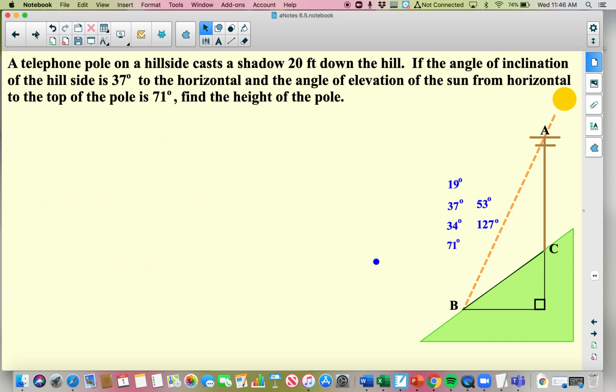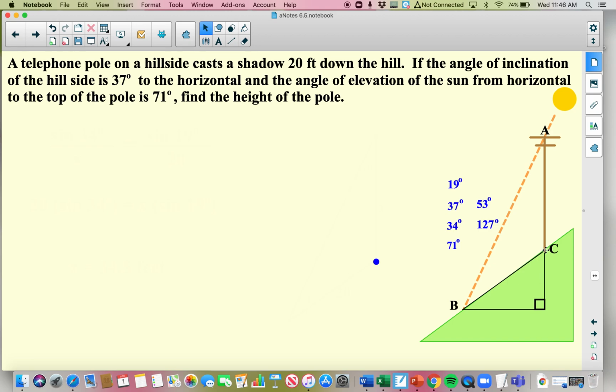So on to our last example, just to make sure you're comfortable with word problems and dividing up angles. You have a telephone pole on a hillside that casts a shadow 20 feet down the hill. If you look at this picture, which I might have drawn for you without any angles, the sun hits the pole here, and the shadow is this piece on the hillside. So from B to C would be 20 feet.